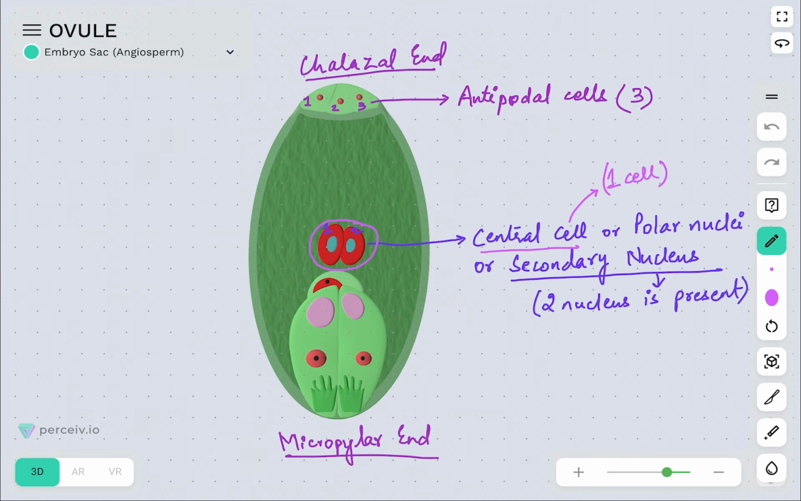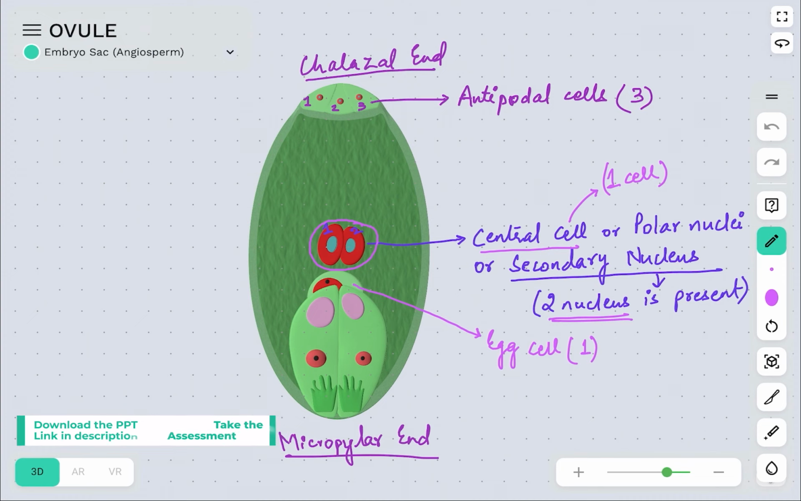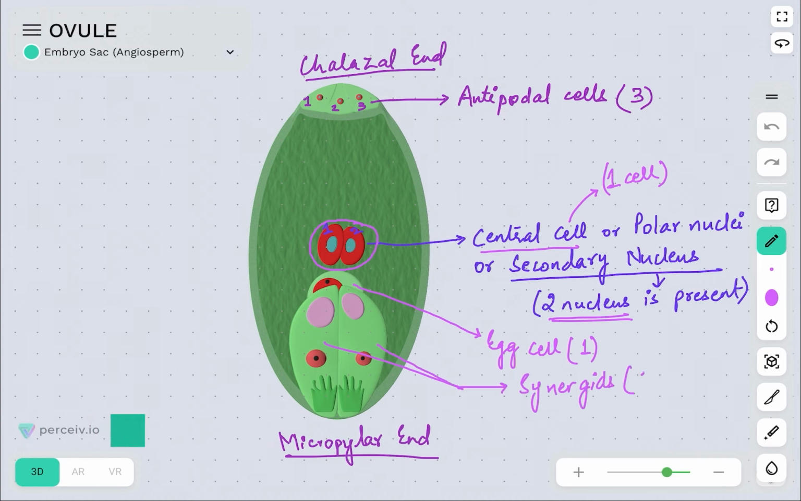So in a single cell, 2 nucleus are being found. This is the peculiar feature. Now this cell which you can see over here towards the micropylar end, towards the micropylar end there are 2 types of cells being present. One is the egg cell. This is also 1 in number. And these 2 cells which you can see over here, these are the Synergids, which are also 2 in number.